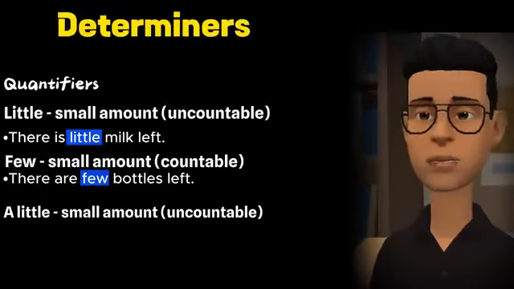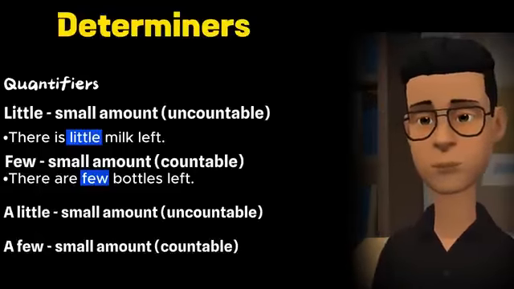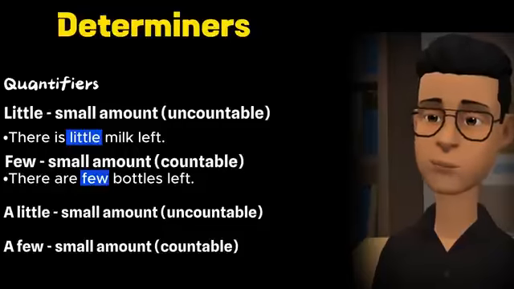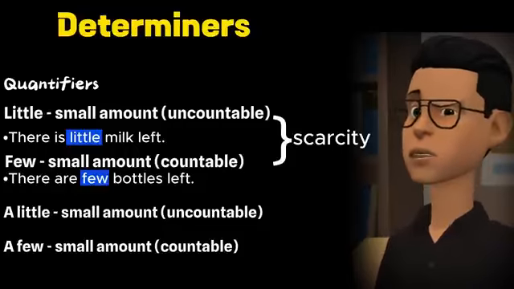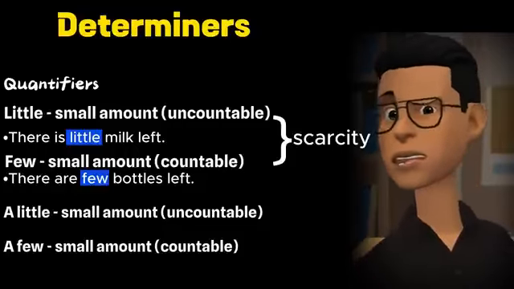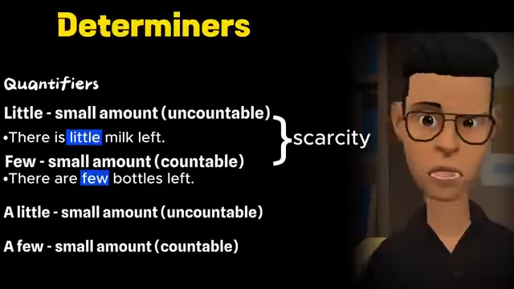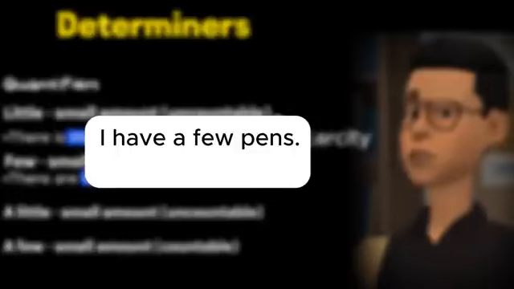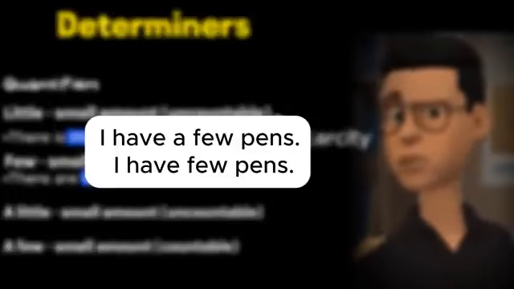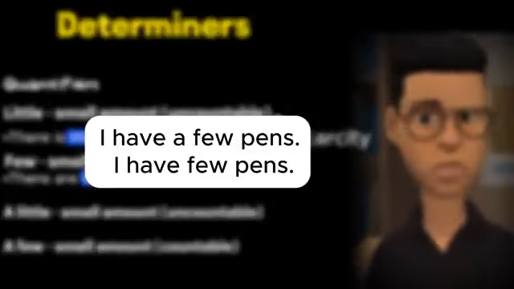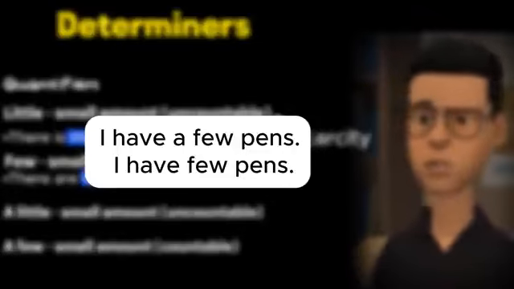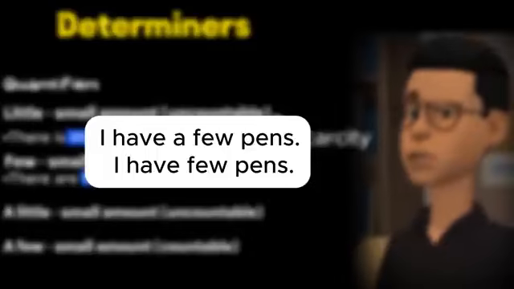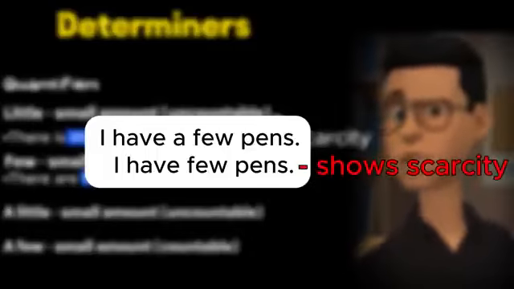Also, a little and a few are used. They are similar to little and few. Few and little are used to show lack of the things, but a few and a little show small amount, but still don't show scarcity. For example, I have a few pens. And I have few pens. In the first, it doesn't tell that I have fewer pens than I want, but in the second line, it shows that they are not enough.